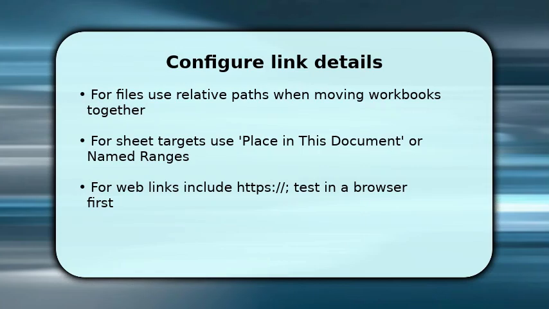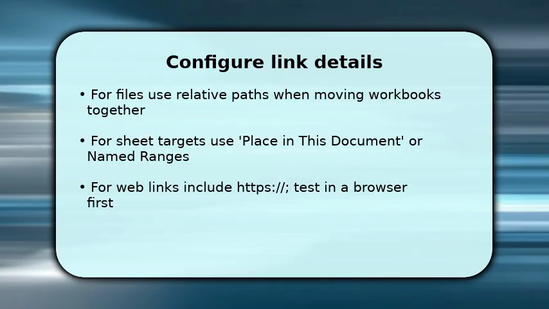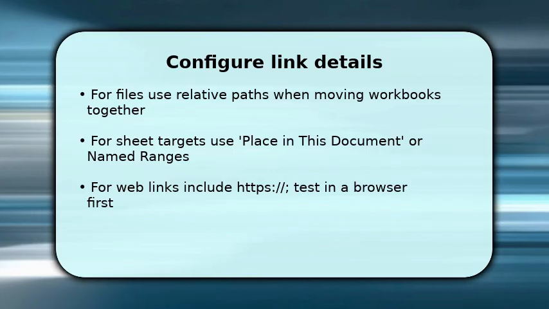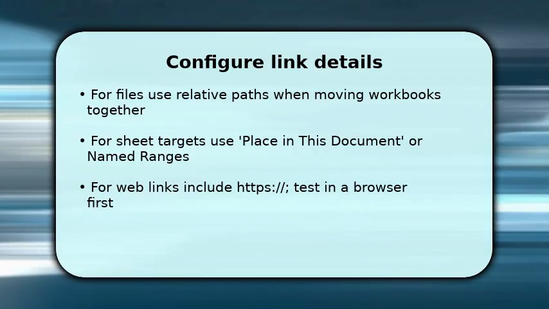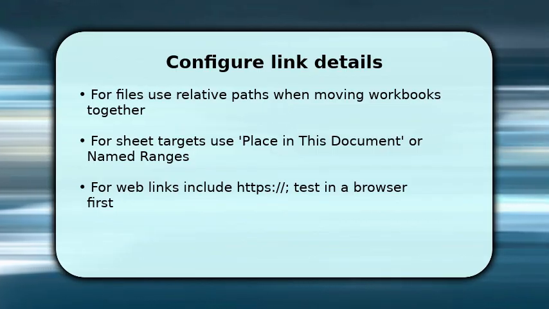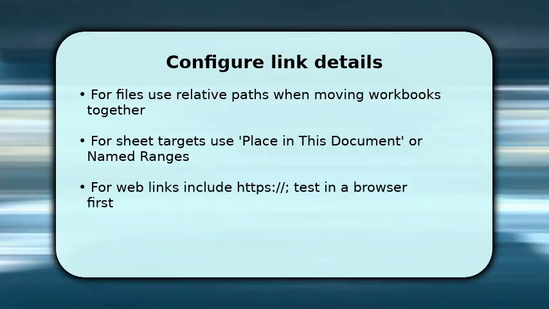Now refine the link. If you link to local files, prefer a relative path so links survive moving folders. Save both files together. When linking to a specific sheet or cell, choose Place in This Document or pick a named range to avoid fragile cell addresses. For web links, always include the full protocol like HTTPS:// and test the URL in a browser. Once configured, click OK. If you expect recipients to follow links, explain permissions or network access they may need.